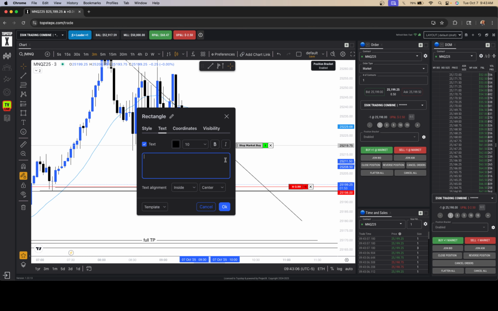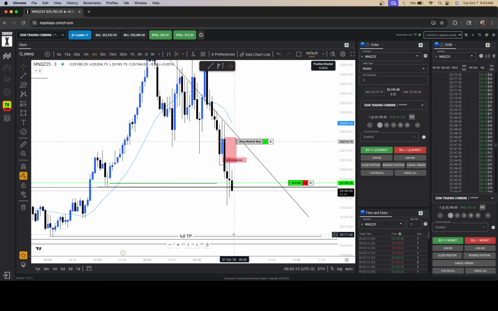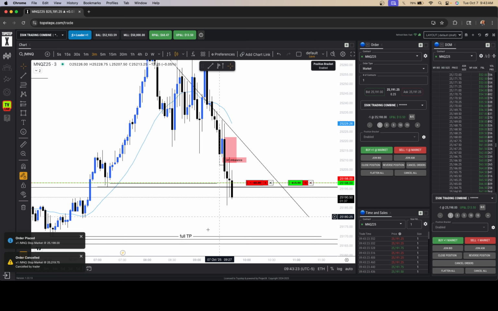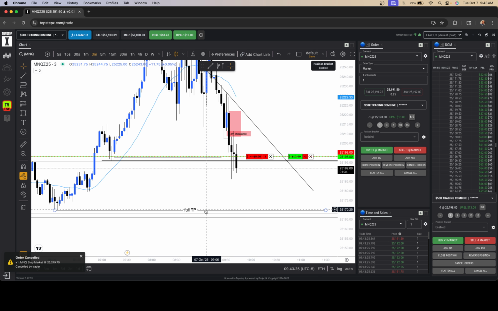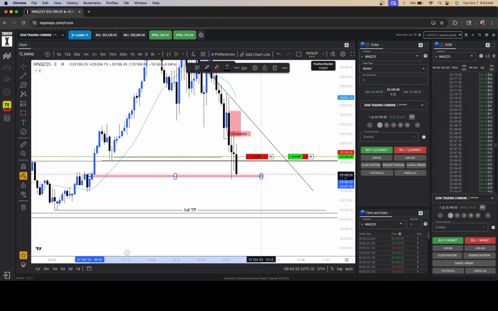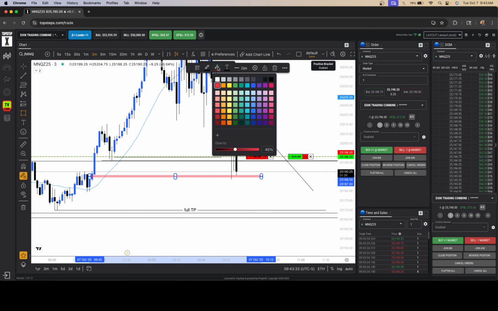Now, the thing is, even though this is full TP, this is the TP where I kind of got to go break even. So full TP is down here. So we're going to try to hold for full TP. We already tapped into this bullish imbalance.